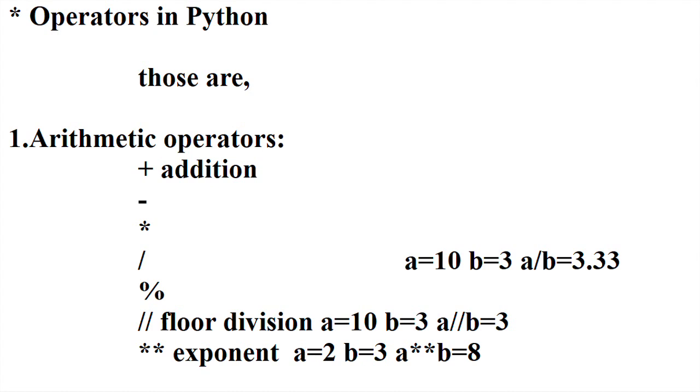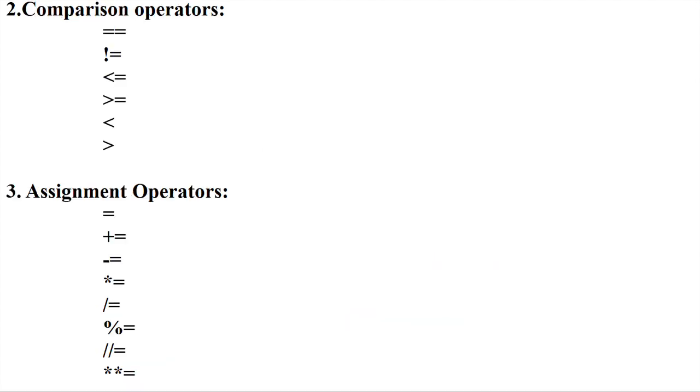And the next operators are comparison operators. They are equal to, not equal to, less than or equal, greater than or equal, less than, greater than. These are the comparison operators. And the next one is assignment operators. The first one is assign to, assignment after addition, assignment after subtraction, assignment after multiplication, assignment after division, assignment after modulus, assignment after exponent, assignment after floor division. These are the assignment operators.